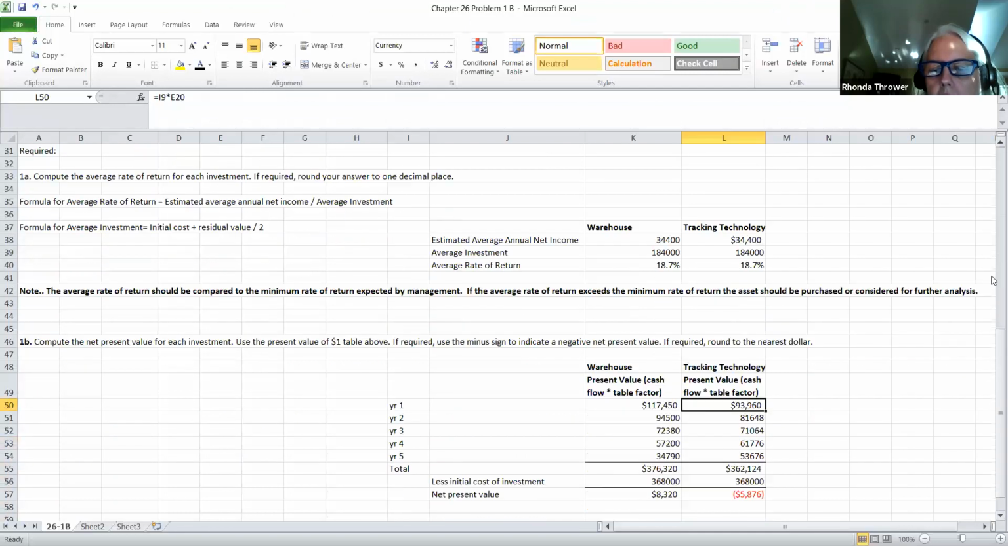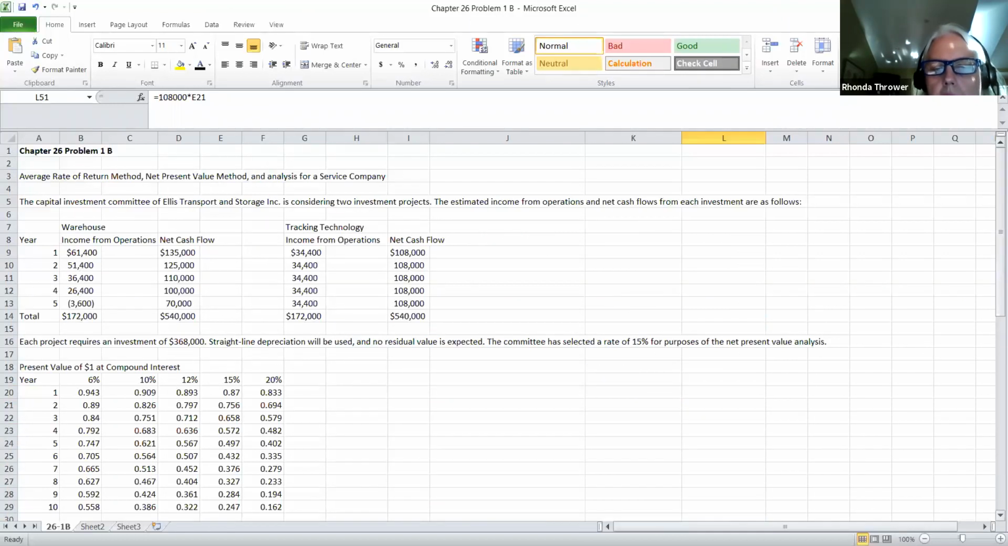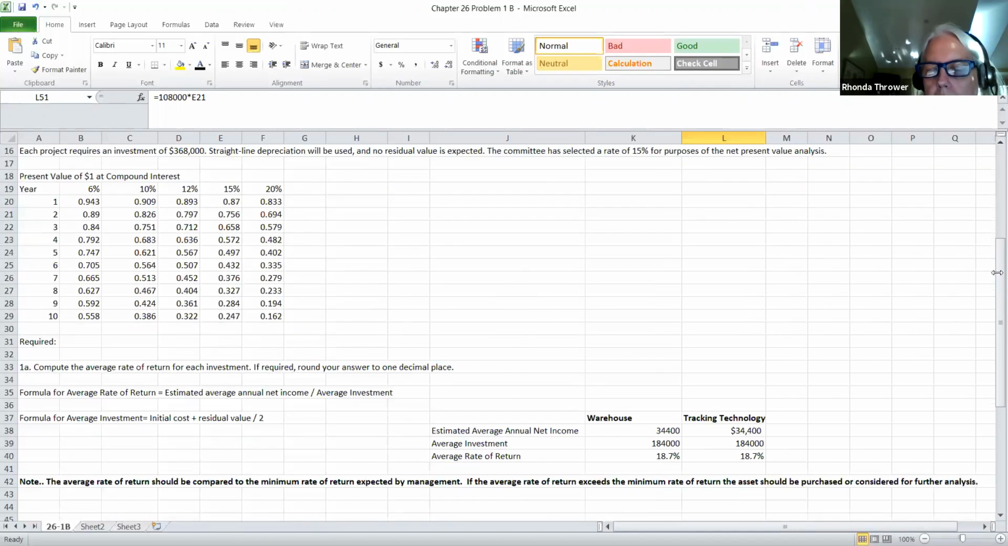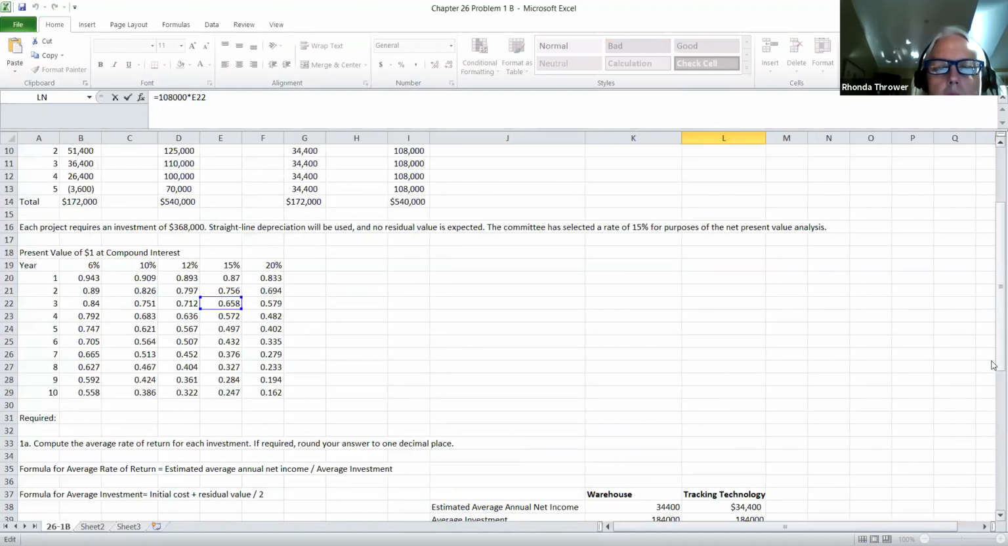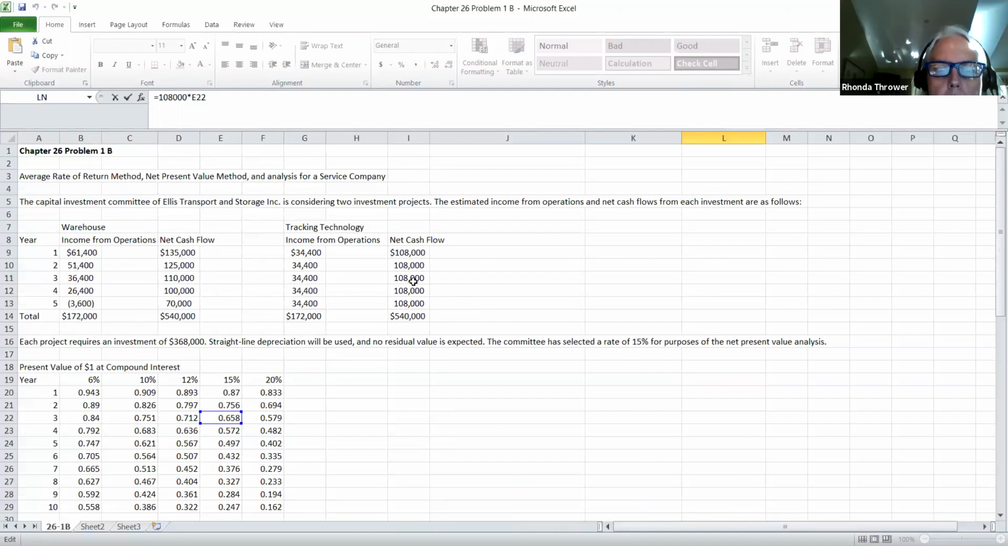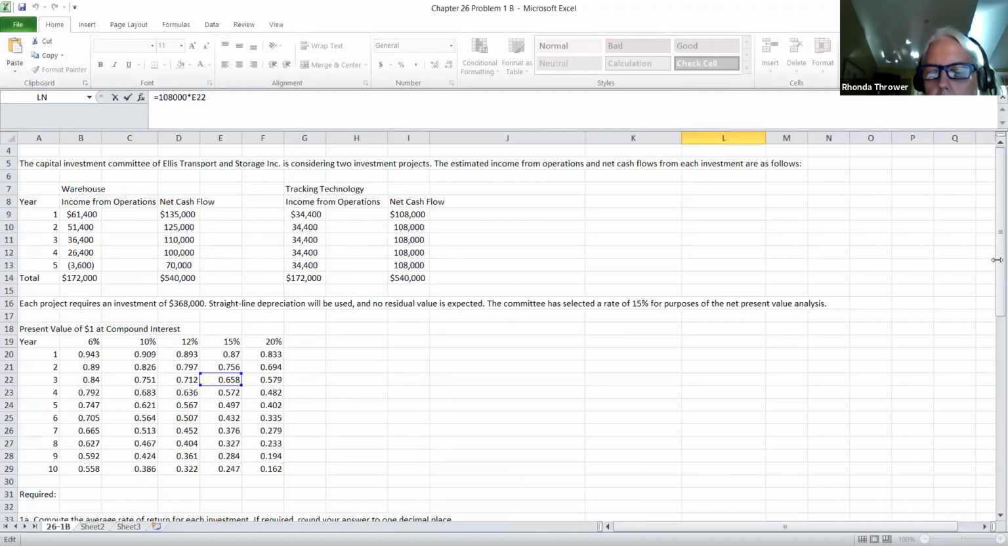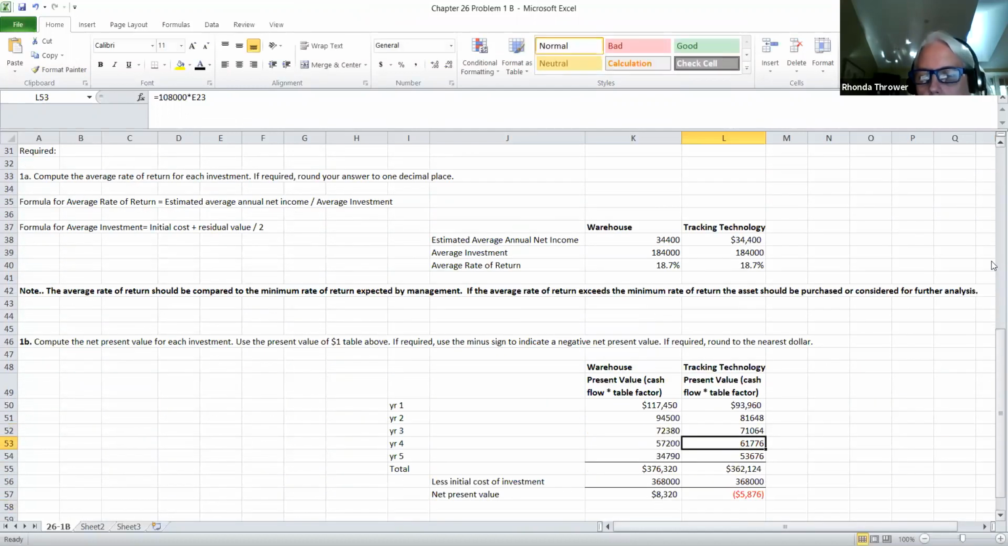To get year two, it just so happens that in this asset, they think they're going to bring in 108,000 in year two. So year two, 108,000 would be multiplied by 0.756 for year two's table value at 15%. And that will give you the present value in year two of tracking technology. In year three, we're going to take the 108,000, because in year three, the cash flow is 108,000. We're going to multiply it by the table value for year three at 15%, which is 0.658.